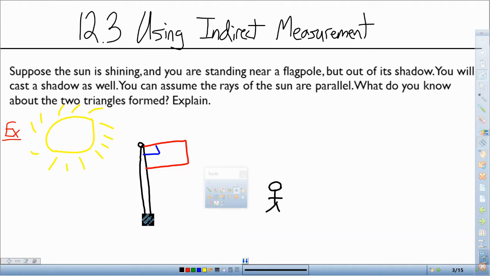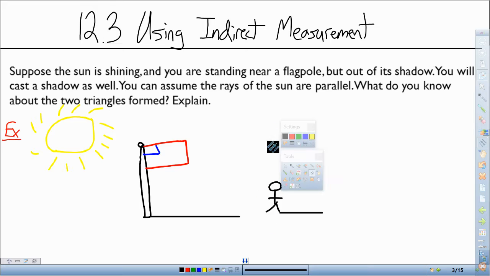So the flagpole has a shadow along the ground. It's being cast from the sun. All right. And it says you will cast a shadow as well. Yeah, I would. So here's my shadow being cast. Okay. And here's the next thing it says, you can assume the rays of sun are parallel.